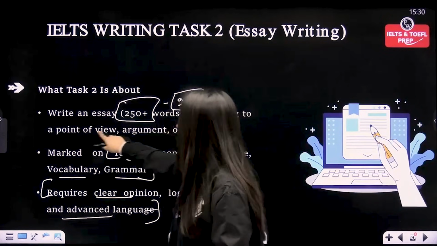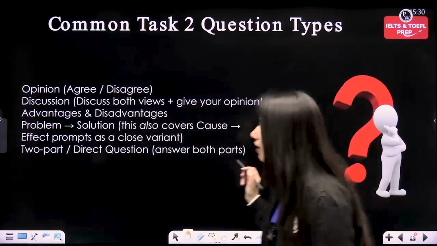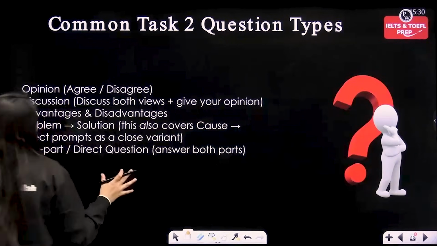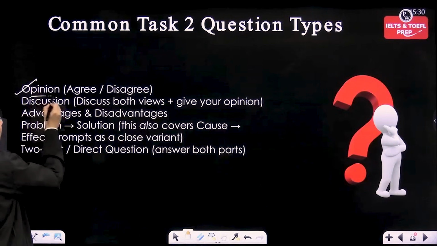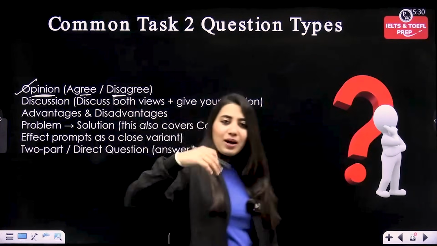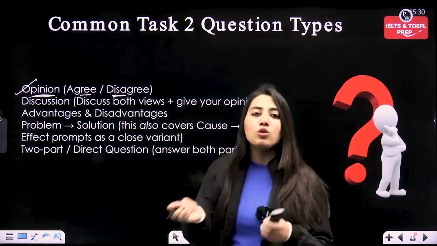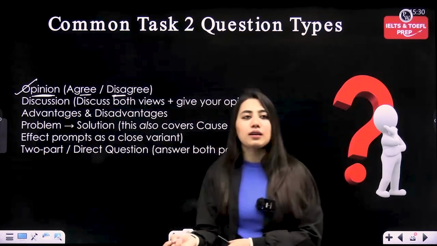Responding to a point of view, argument, or a problem can be there. Let me show you what types of questions you have. Over here, these are the 5 types of questions you see, wherein opinion-based types can be there, agree or disagree. They'll ask you by giving you such a situation whether you agree with the contention or you disagree, right?